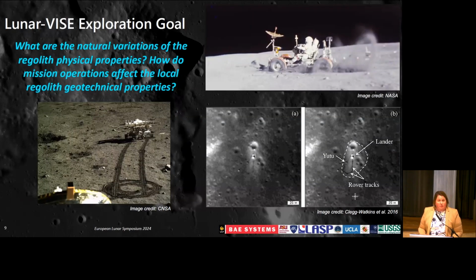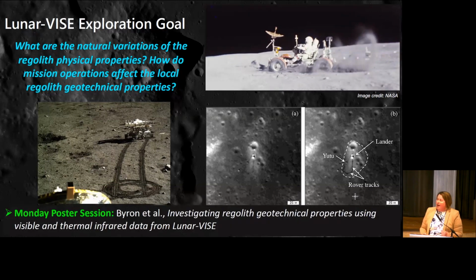As I mentioned, we also have an exploration goal, and that exploration goal is really to understand, is the regolith at these silicic features different than the regolith that we see in the highlands as well as in the mare? And how does that regolith behave as the rover and the lander is interacting with it? If you want to know a little bit more about our exploration goal and how we're going to go about this, there's a poster this afternoon by Ben Byron, who's going to go into how we'll be using data from the rover as well as the lander to get at these geotechnical properties of the regolith.